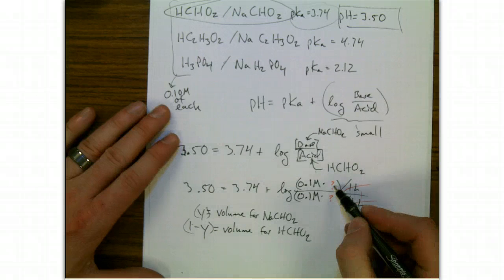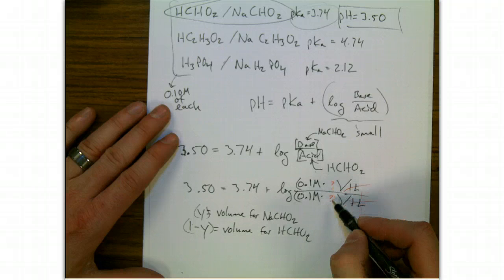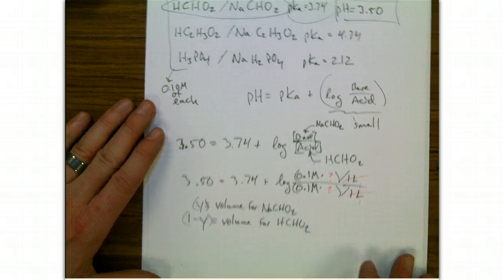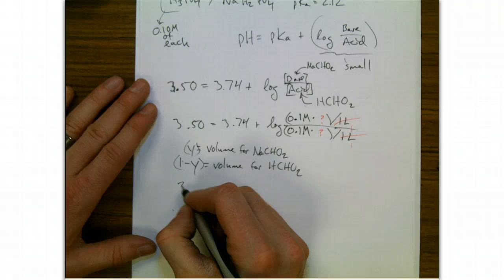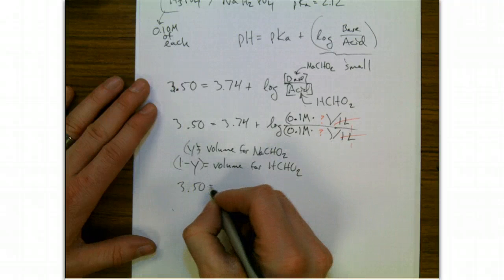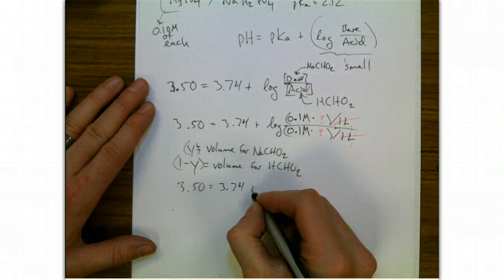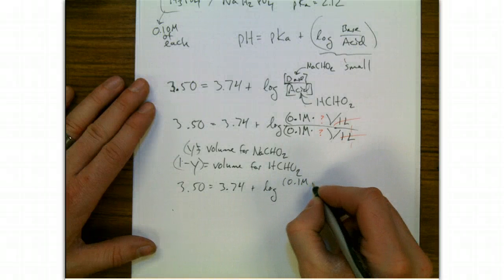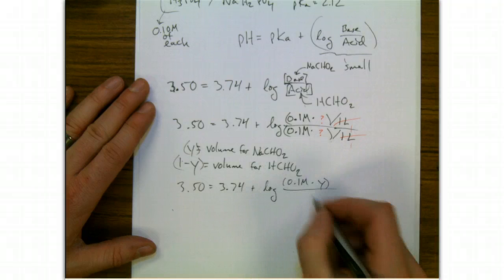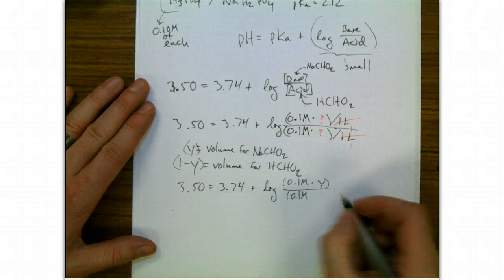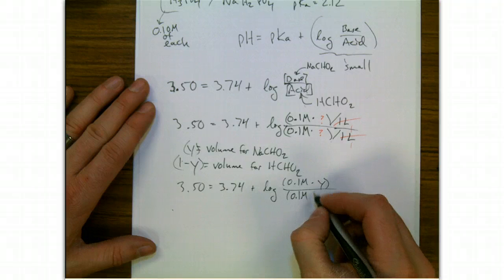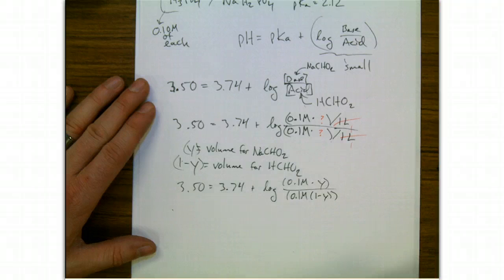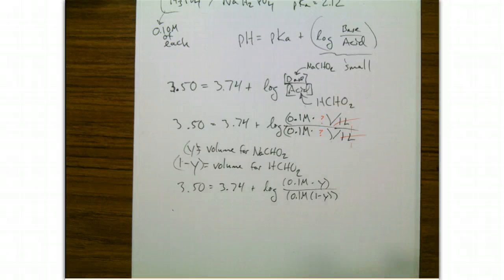So what goes in place here would be, for the top one, y, and the bottom would be 1 minus y. So I'm going to rewrite that down below. 3.50 equals 3.74 plus log, and on the top it's going to be 0.1 molar times y over 0.1 molar times 1 minus y. So now I've got some math to do, because I have to solve for my y's, and then I know the volumes.